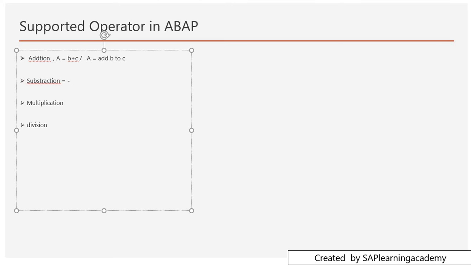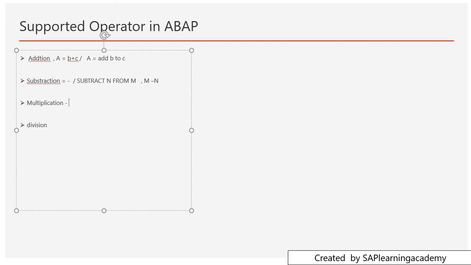Similarly, if I talk about subtraction, you can use this minus operator, but if you want to use the ABAP keyword, you can write subtract, and let me write it in caps here, SUBTRACT, and whatever value n you want to subtract from m. Suppose you are subtracting n from m, so it is simply m minus n.